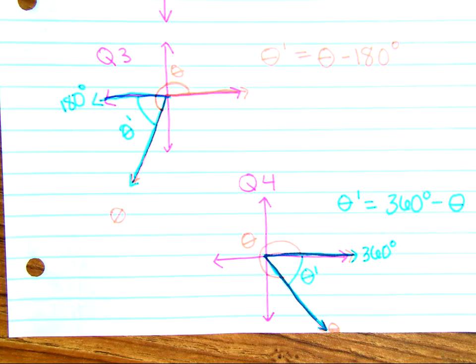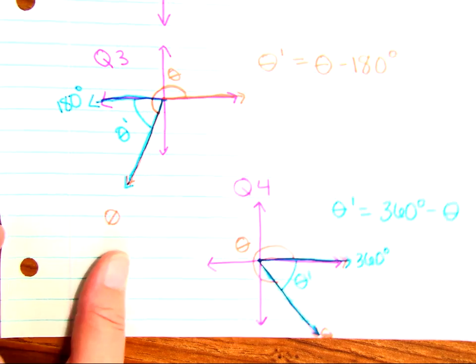Okay, so there are your rules for each of the 4 quadrants. You really don't have to memorize these rules if you would just know that a reference angle is a positive, acute angle that's made by the terminal side of theta and the x-axis. Okay, so how do you use these to figure things out? Well, let's do an example.